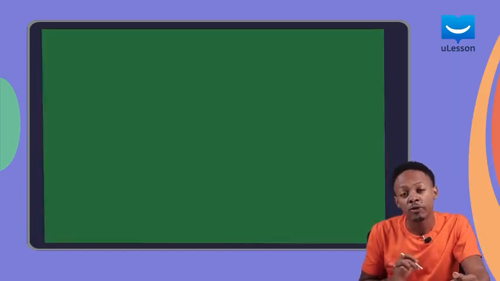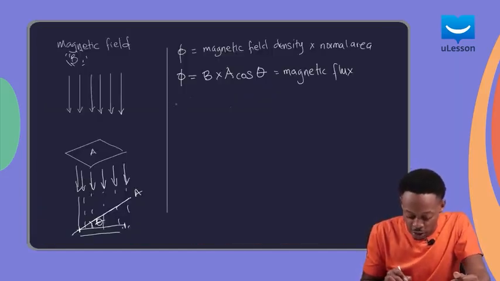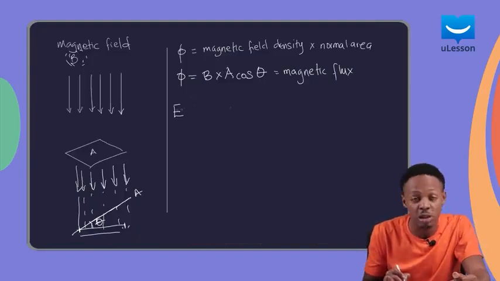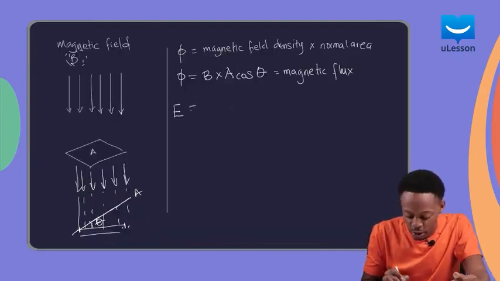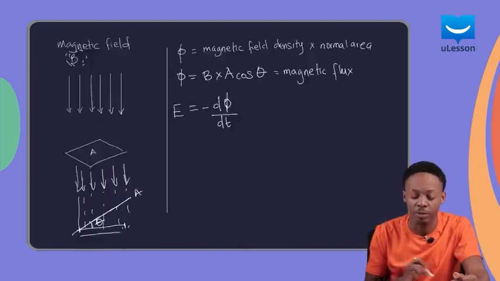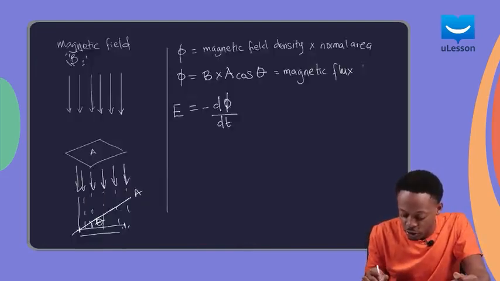So what does Faraday's law say again? It says the magnitude of the electromotive force, which we are going to represent with E, is equal to the negative time rate of change of this magnetic flux. So that is minus d phi over dt. So let's just say this is equation 1 and we'll call this equation 2.